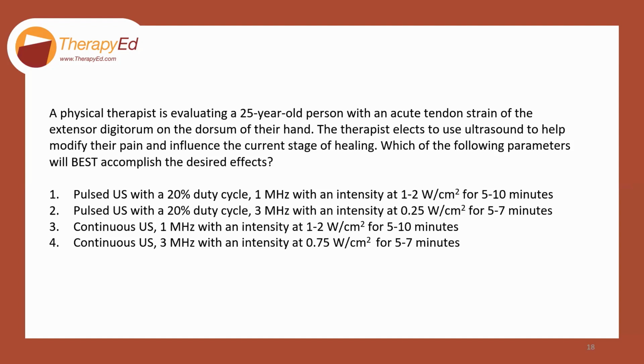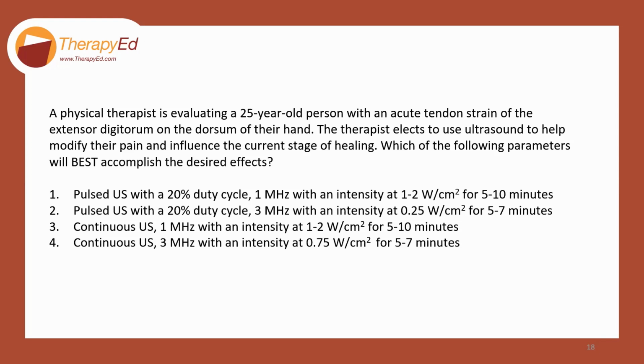All right, well, let's begin to talk about this. A physical therapist is evaluating this 25-year-old person with acute tendon strain of the extensor digitorum of the hand. The therapist likes to use ultrasound to help modify their pain and influence the current stage of healing. Which of the following parameters would be best to use? So this is acute. Usually with acute, we do not want thermal. Right? So with acute, we typically don't want thermal.